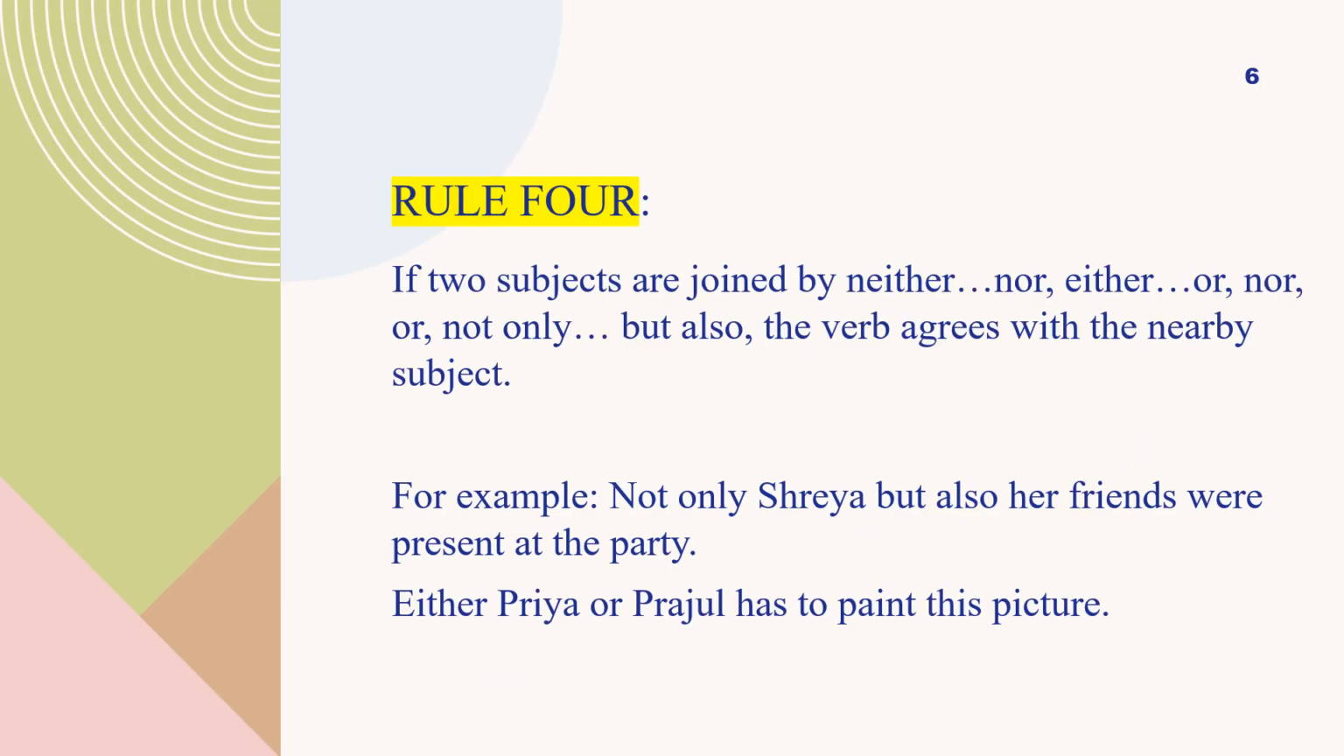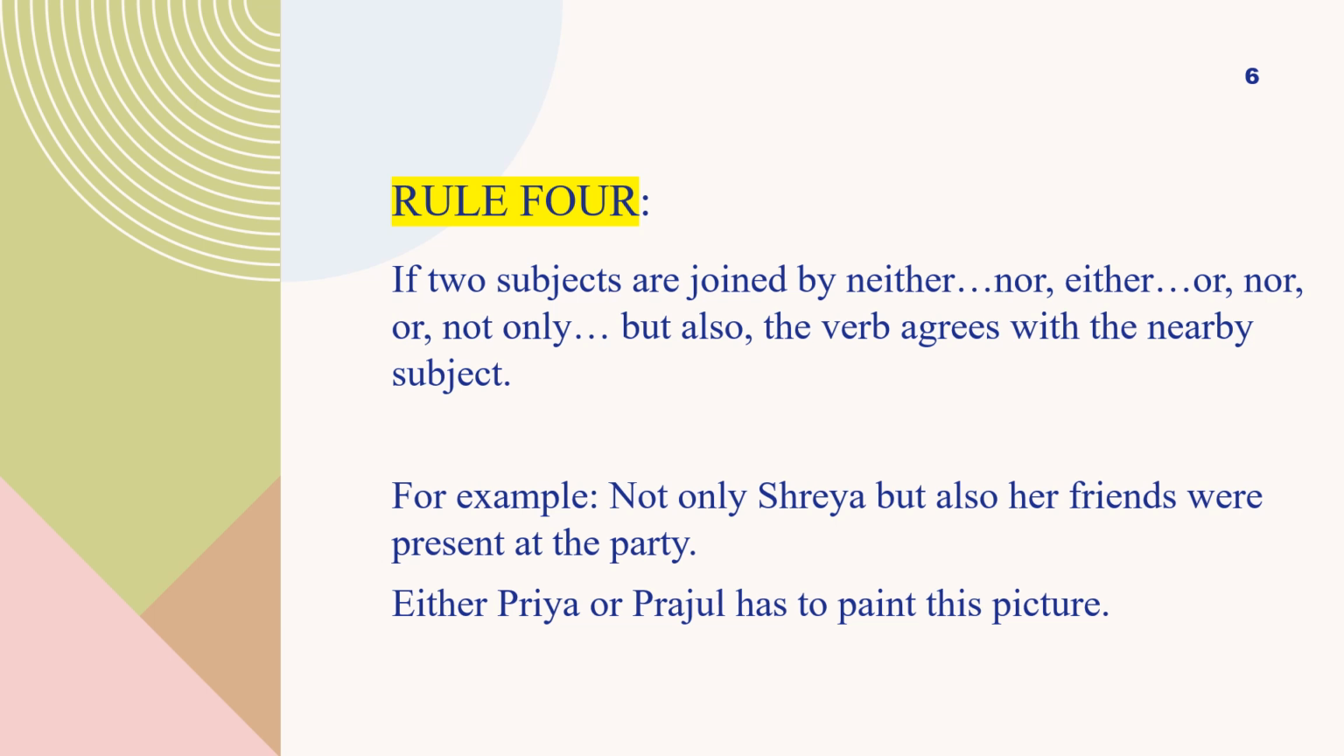Now rule number 4. Rule number 4. If two subjects are joined by neither nor, either or, not only but also, the verb agrees with the nearby subject. So the verb agrees with the nearby subject, the closest subject. The verb agrees with that.